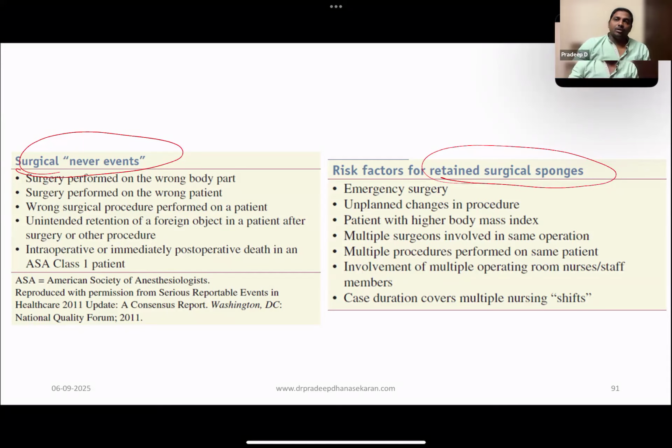Multiple procedures, where you are accessing 2 or 3 quadrants or regions in the same patient, counting can be missed. Involvement of multiple operating room nurses or staff members, because the handing over won't be that adequate, might lead to improper counting or a wrong count. Case duration covering multiple nursing shifts, like you are doing a surgery for more than 12 hours, where 2 shifts of nurses are changing. In such cases, retained surgical sponges can happen.